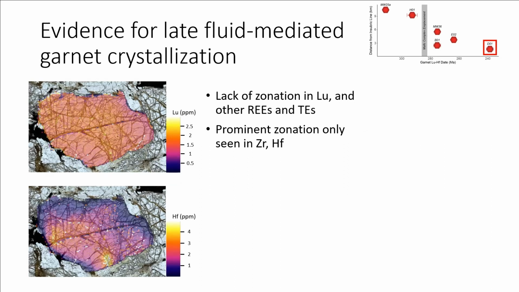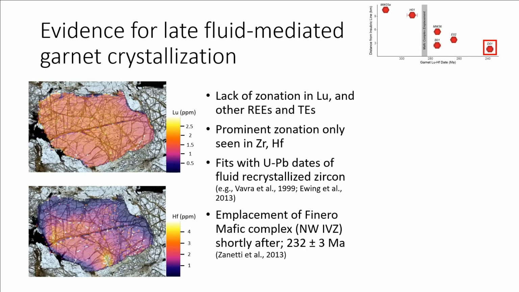The bottom laser ablation map is a hafnium map, and you can see that there are these regions of really high hafnium that don't seem to correlate with typical garnet growth. The only feature that they may be correlated with could be the cracks in the grain.